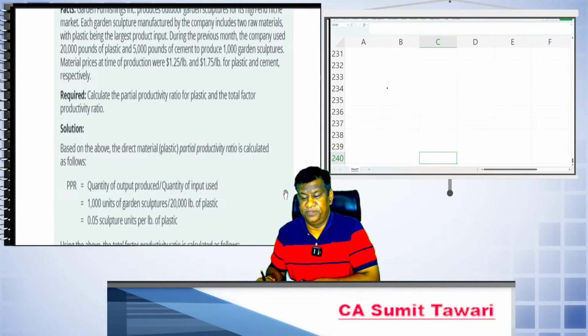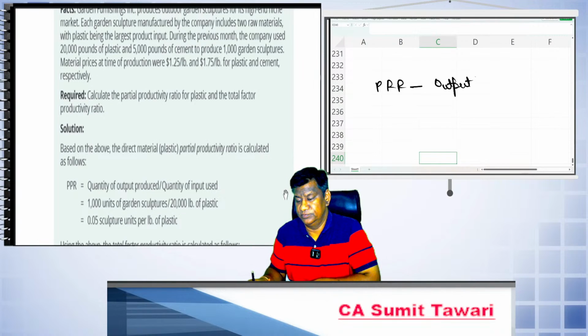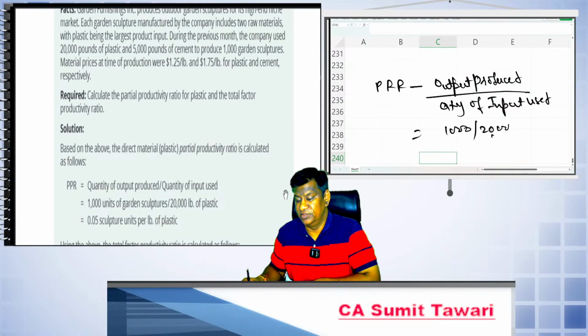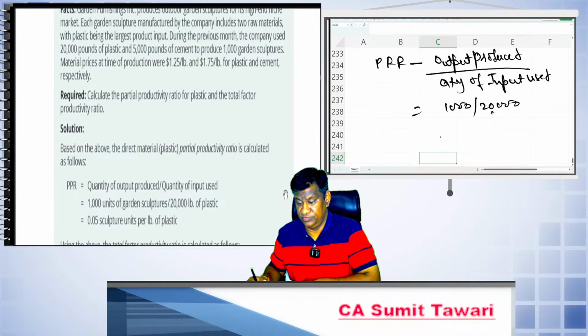Okay, so like PPR, this is basically the output produced divided by quantity of input used. Which is 1000 output divided by 20,000 quantity, which is 0.05 per.